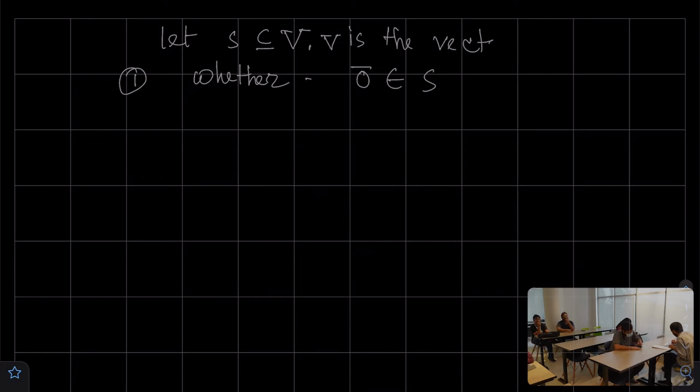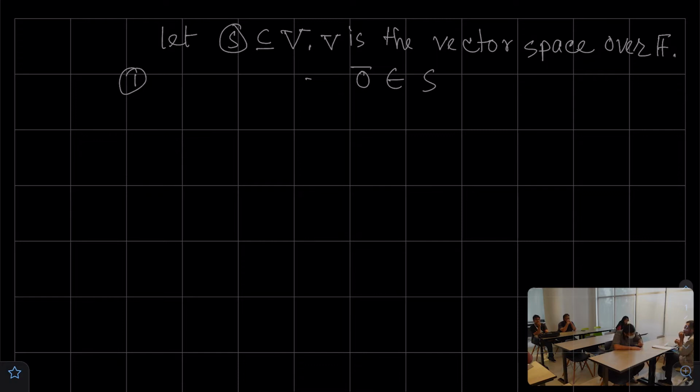Whether the zero vector belongs to the set S. Let S be a subset of the vector space V, where V is a vector space over F. So I'm considering this set S. Now S will be a subspace if and only if zero belongs to S, right?